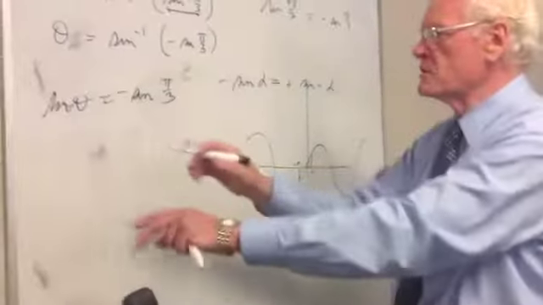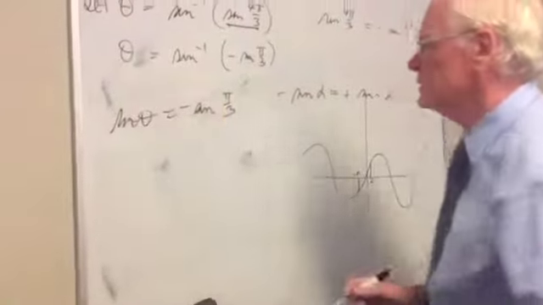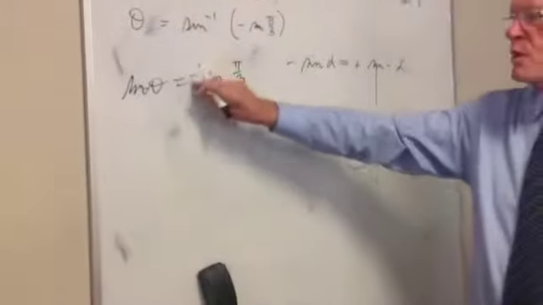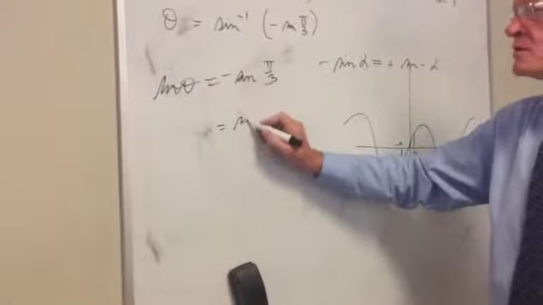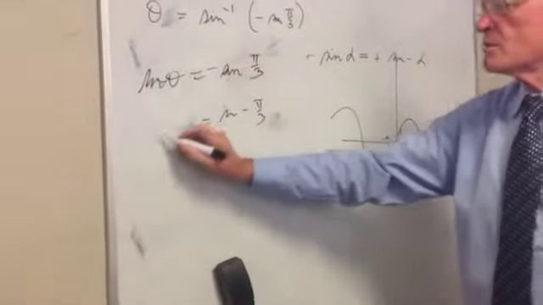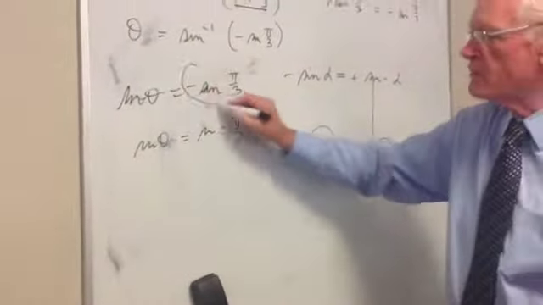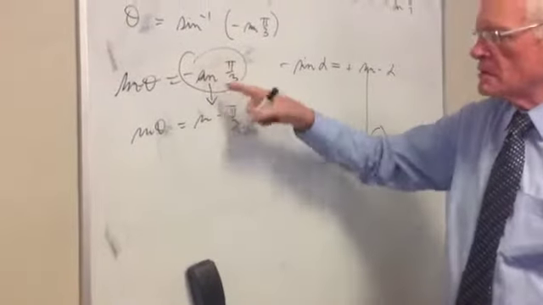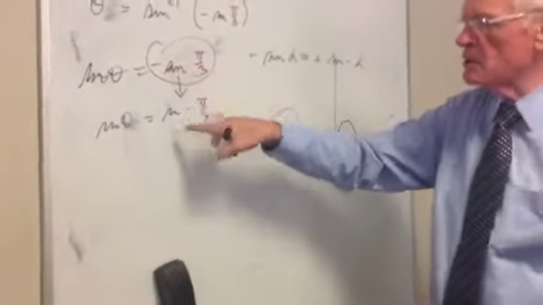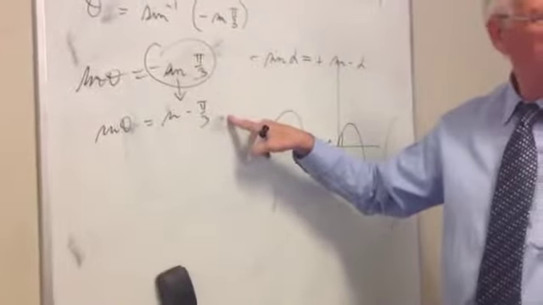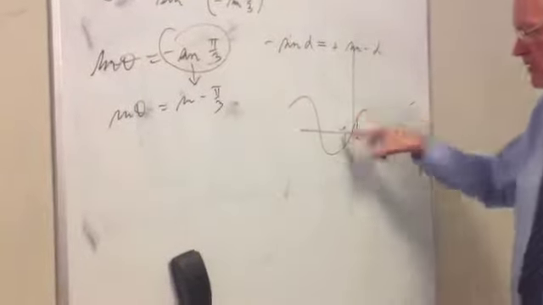So forget all the rest of it, just concentrate on this part. So I could put minus the sine of that is equal to the sine of minus pi over 3 because of that. I'm not cheating going from there to there. Minus sine of that angle is the sine of minus the angle. Correct? From that graph.